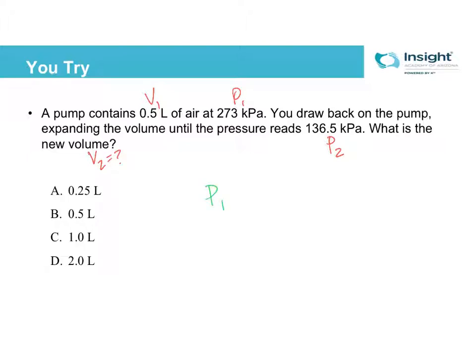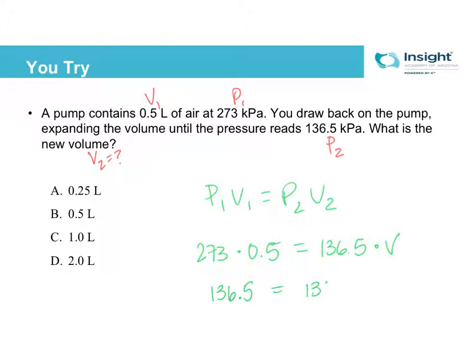So I've got my equation, P1V1 equals P2V2. I'm going to plug in 273 times 0.5, and that's going to be 136.5 times V. 273 times 0.5 is 136.5, which equals 136.5 times V. I'm going to divide both sides by 136.5. And that gives me a new volume of 1 liter.